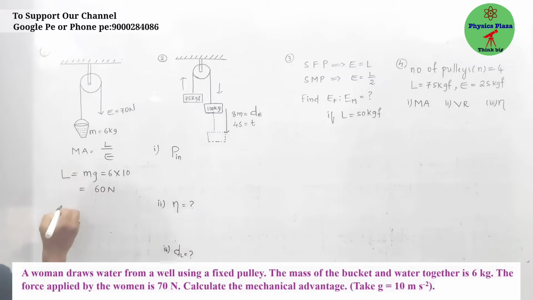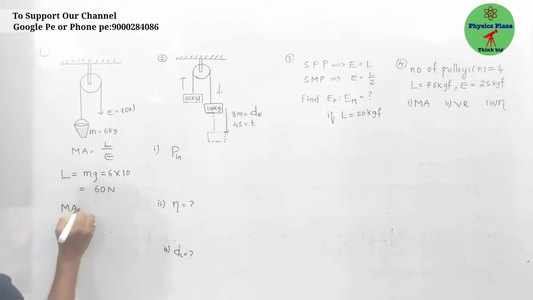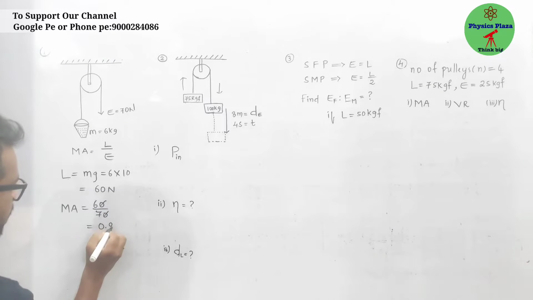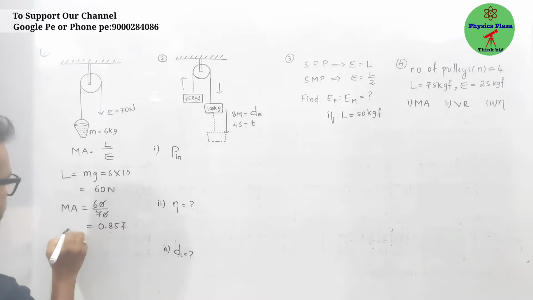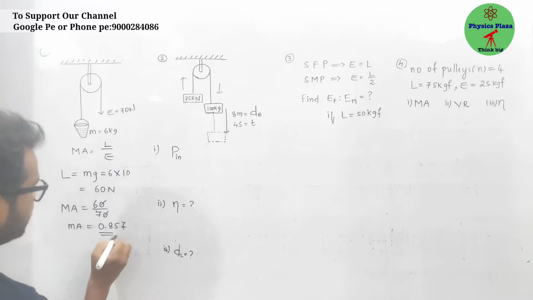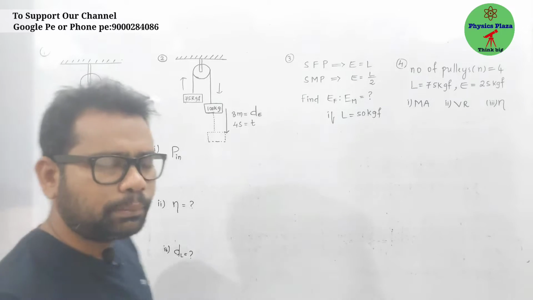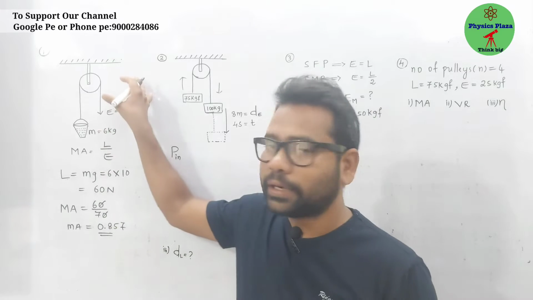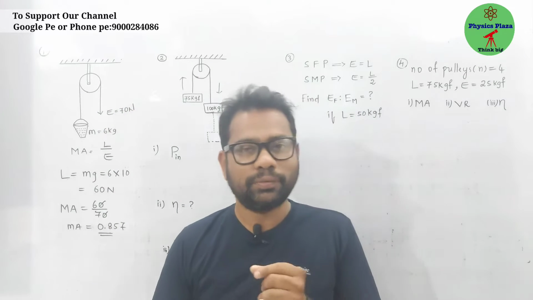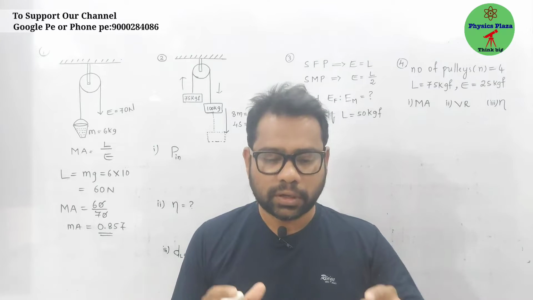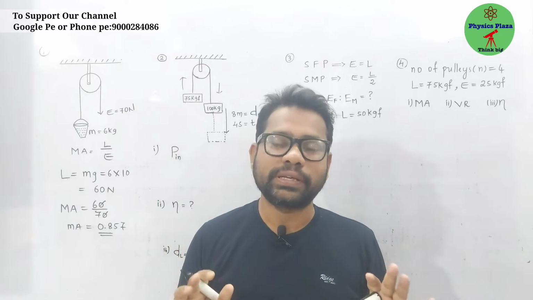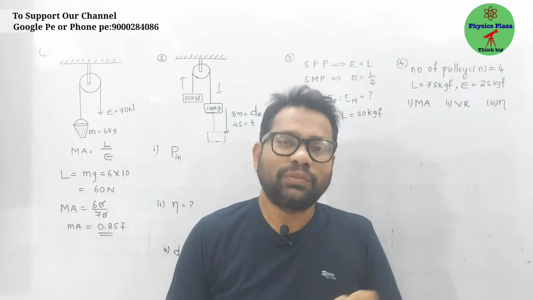Now apply this formula: mechanical advantage is equal to load by effort, which is 60 by 70. The zeros cancel. If you calculate, you will get 0.857. Children, here you may get one doubt. Sir, for a single fixed pulley, mechanical advantage is equal to 1, but here we got less than 1. What does it mean, children? It means that it is not an ideal pulley, rather it is an actual pulley. For actual pulleys, for practical machines, the efficiency can't be 100%. Why? Because of friction and many other factors.